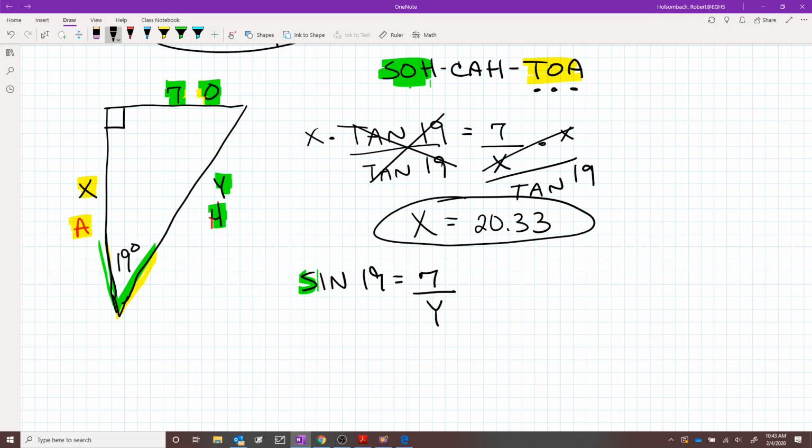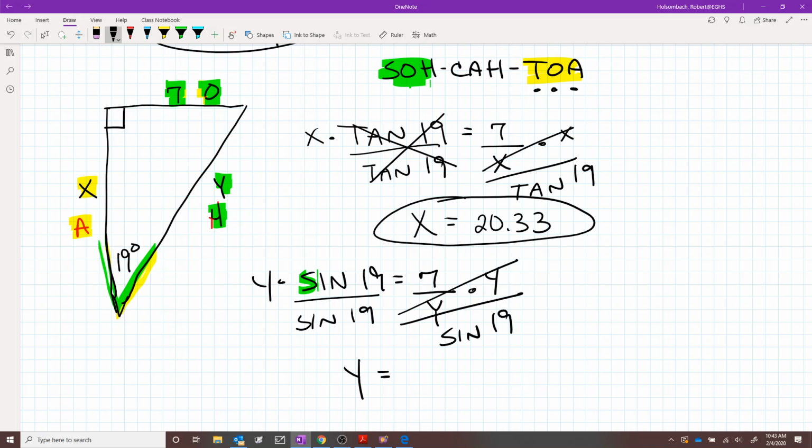And repeat that process. You're going to multiply by y. Those cancel. You can divide by sine 19. And your y is going to be equal to 7 divided by sine 19, 21.5.